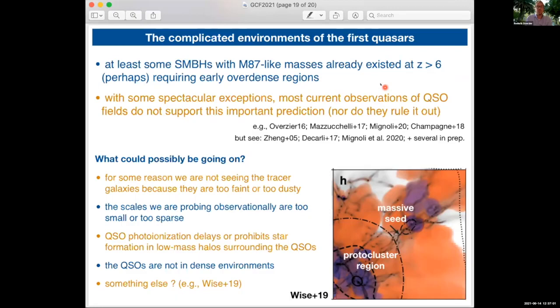There's many possibilities of what might be going on. Maybe we don't see the tracer galaxies, they're too faint or too dusty. Maybe the scales we're probing are too small. Maybe the quasars are forming in dense regions, but their photoionization delays star formation. Maybe the quasars are not in dense environments, or maybe it's something completely else. And I invite you to look at this paper by Weiss et al. that gives a very interesting idea that maybe the quasars need to form not in protoclusters, but near them, because they require a large background UV flux.